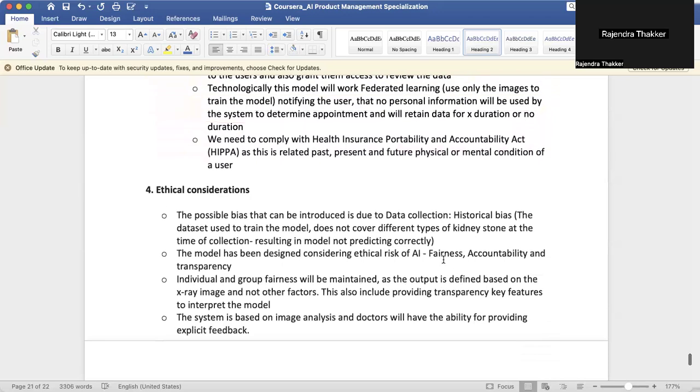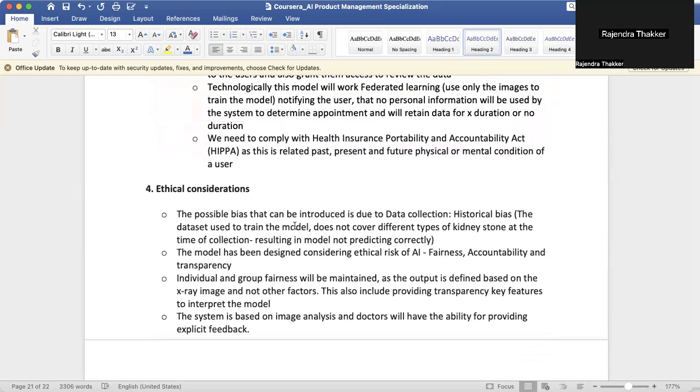Talking about ethical considerations, the possible bias that can be introduced is due to the data collection, historical bias. The data set used to train the model does not cover different types of kidney stones at the time of collection, resulting in the model not predicting correctly. The model has been designed considering the ethical risks of AI: fairness, accountability, and transparency.